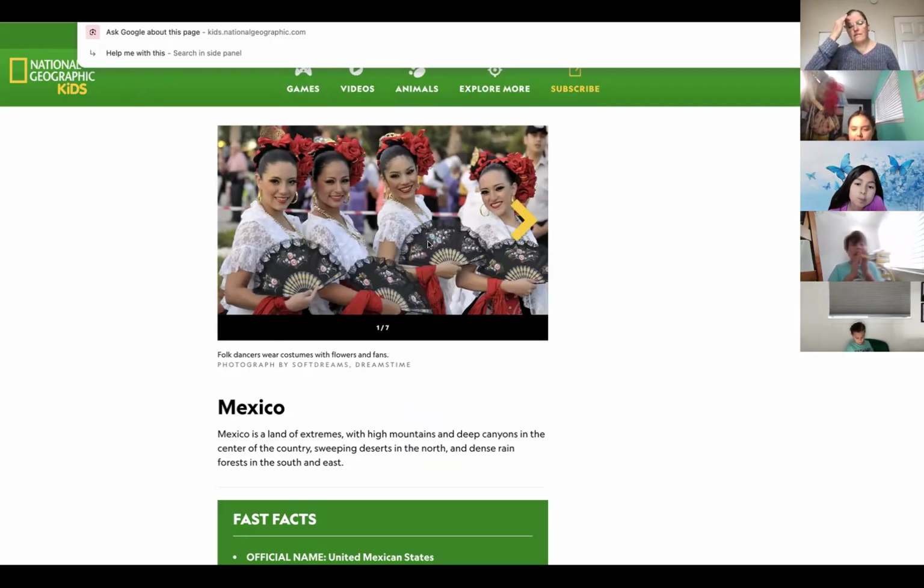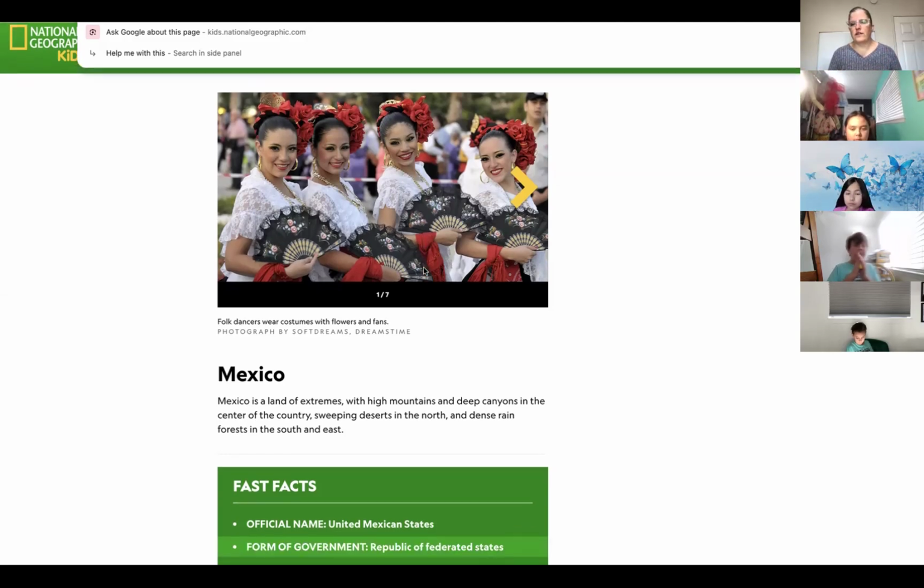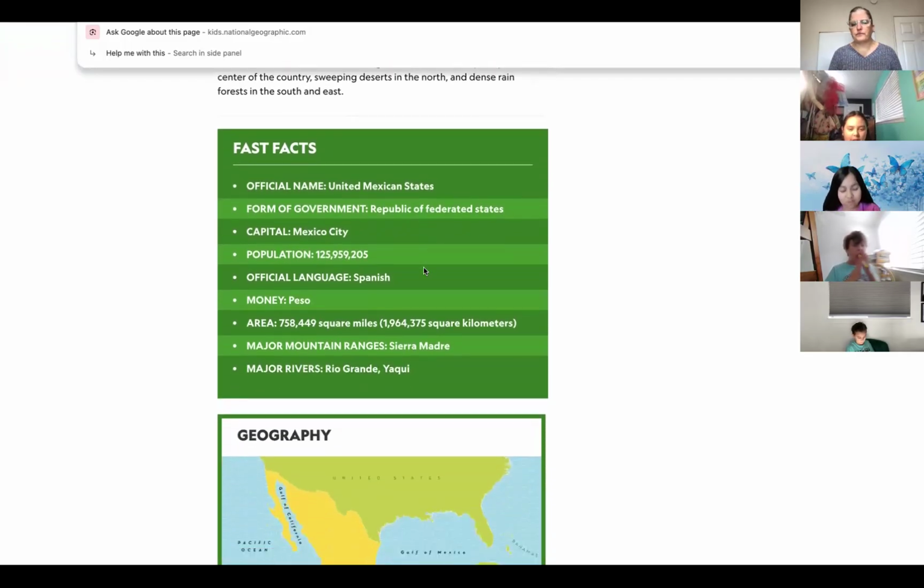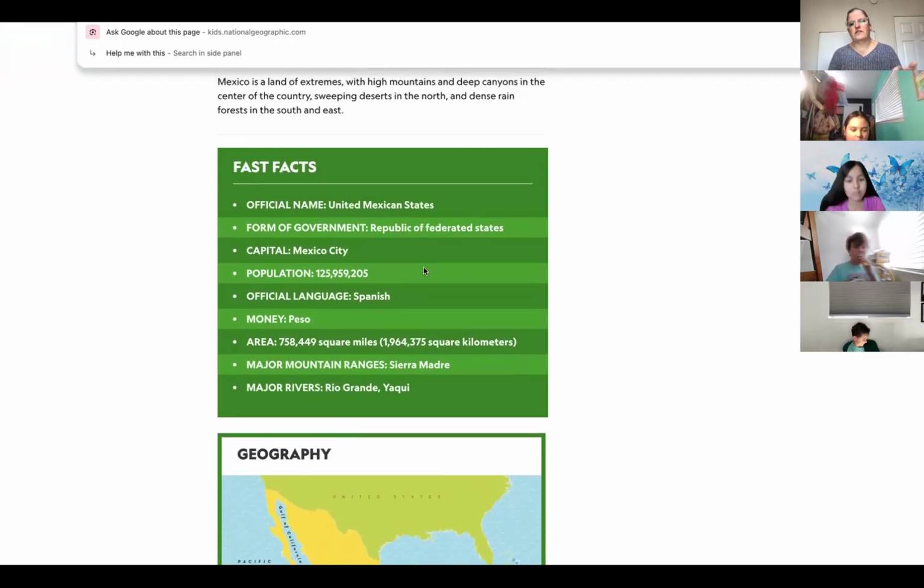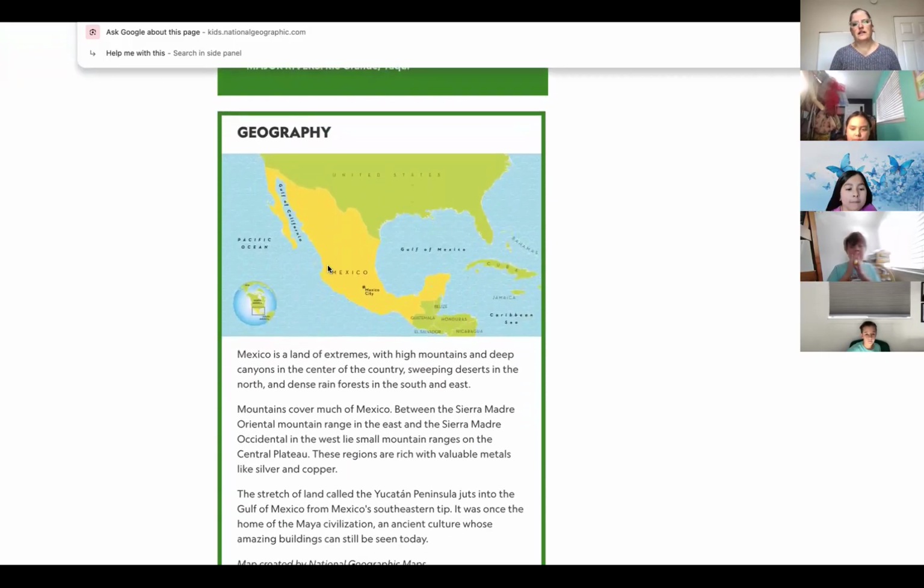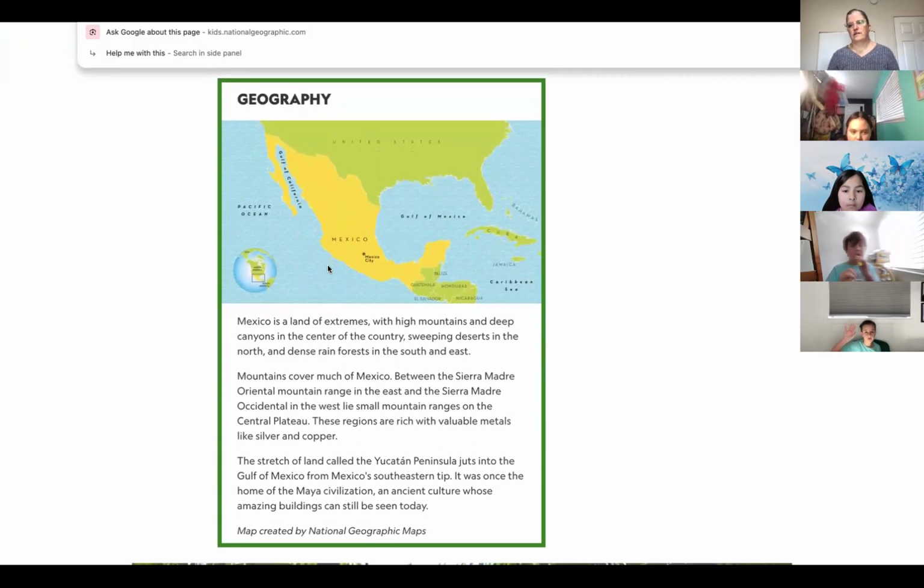All right. So here I've got Mexico. I know Lizzie's looking at Japan. Yours is going to look different than this. But do you guys see, if I scroll, there's some fun facts here, by the way. It tells a little bit about the country, like the official name of the country, the form of government, the capital, and the population. You see all that? I want you to keep going until you see geography.